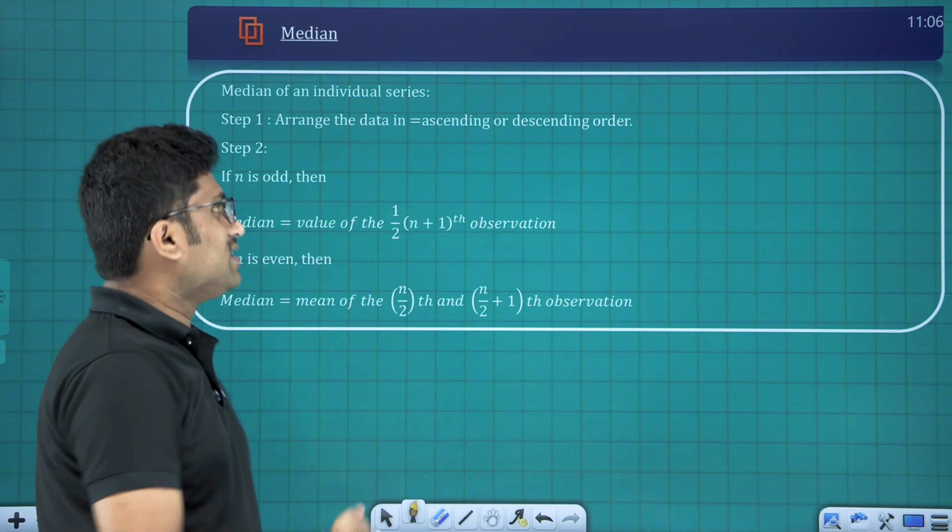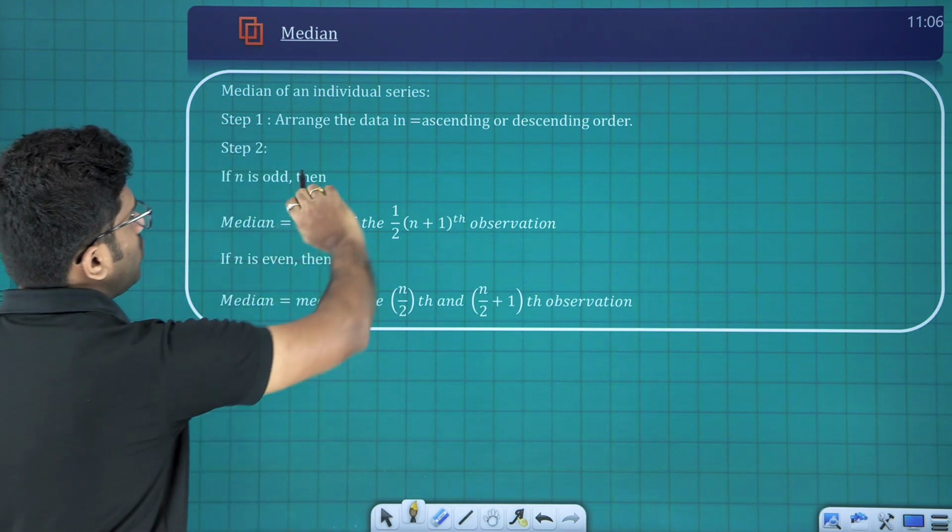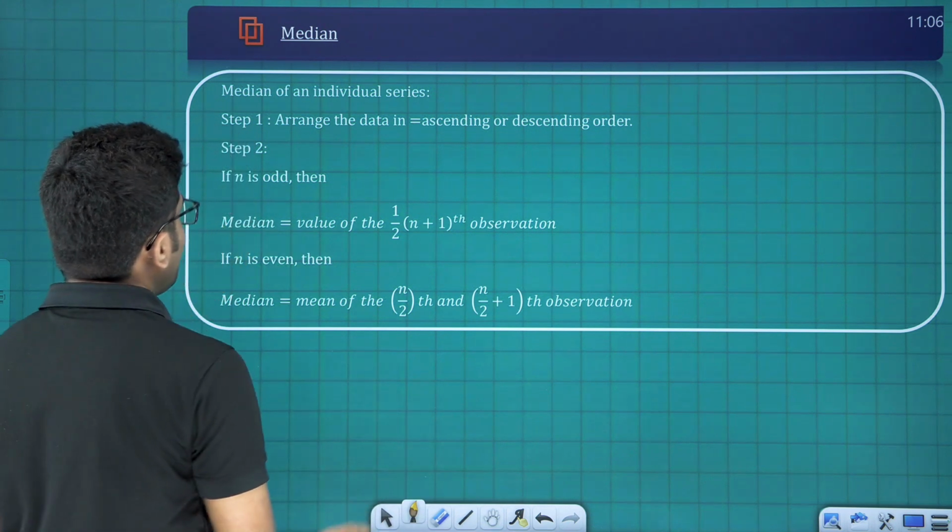Next, median. Median is nothing but the middlemost observation of the given data, friends. First, what we do, we have to arrange the data in either ascending or descending order.